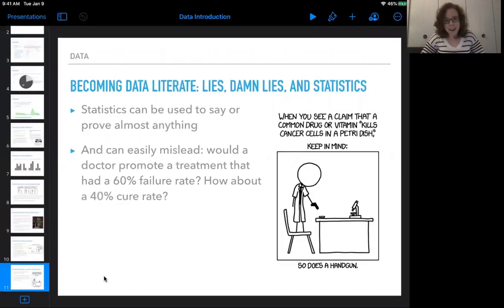Data can be used to say all sorts of things. So just always be on the lookout for that, whether it's when you're writing your papers, when you're reading articles for this class, or when you're just in life. Always keep an eye out for how people are using statistics.